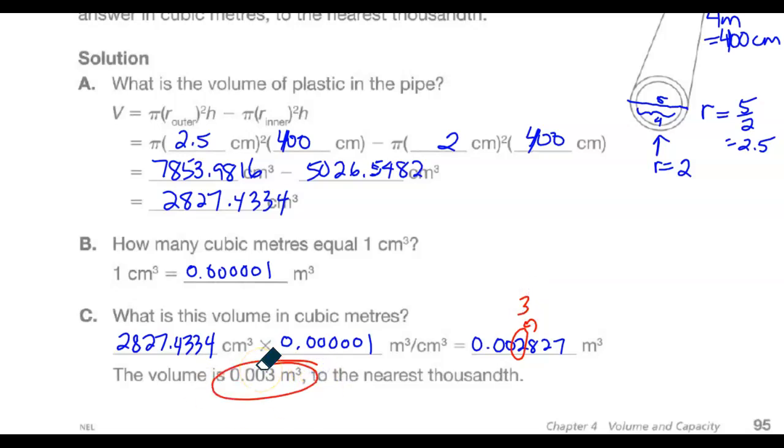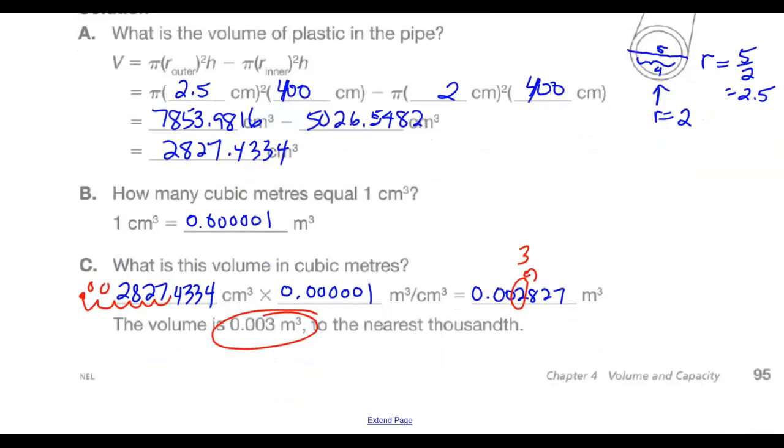If you didn't have a calculator, you'd know that you would want to move 6 decimal places. So 1, 2, 3, 4, 5, 6. Fill in with zeros, and you get the same thing. And so that is the end of the lesson. Now you can do the practice.